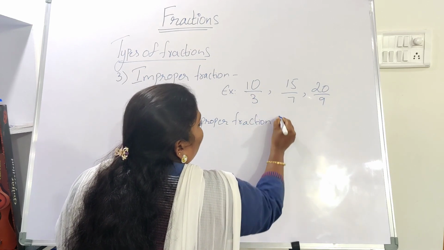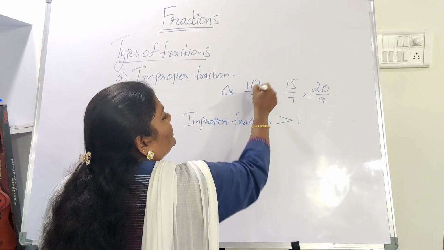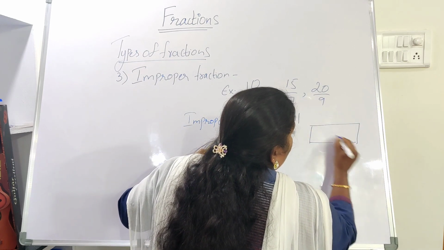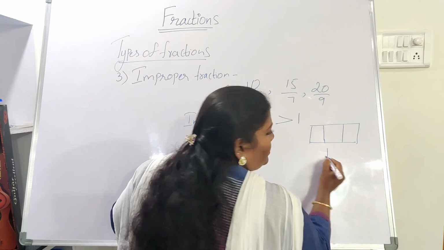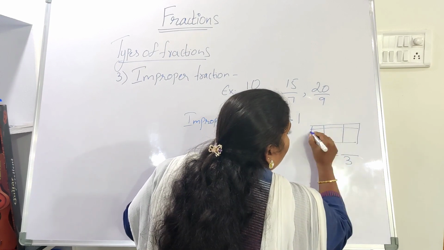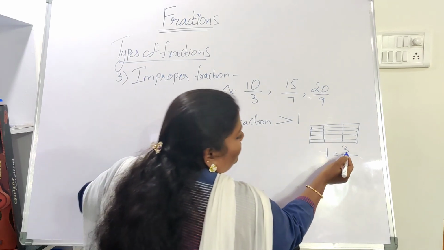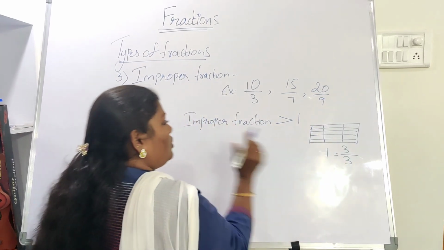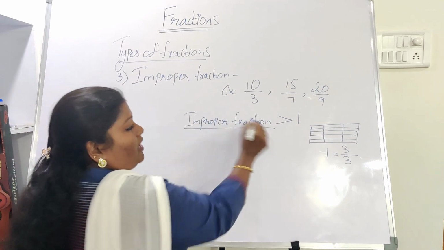value is always greater than 1. Why? Because here the numerator is bigger. For instance, if I take a square which is divided into 3 parts, now this square can be represented either as 1 or total parts of it is 3. If I select the 3 parts, it is 3 by 3, but it can't be 10 by 3. So 10 in the sense it is more than the whole part. So the improper fraction value will always be greater than 1.